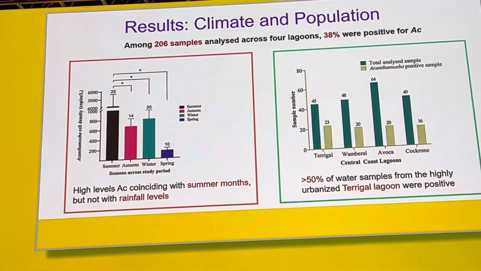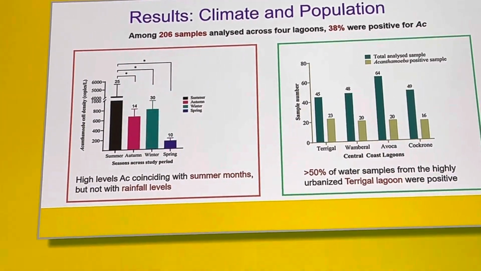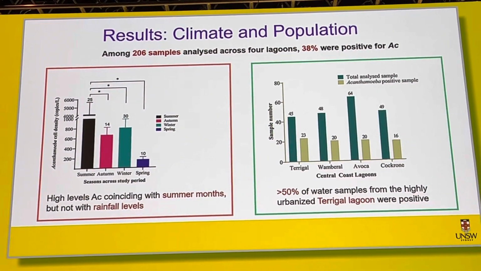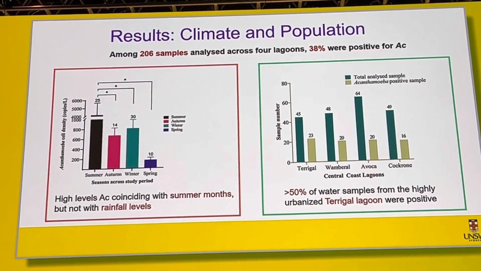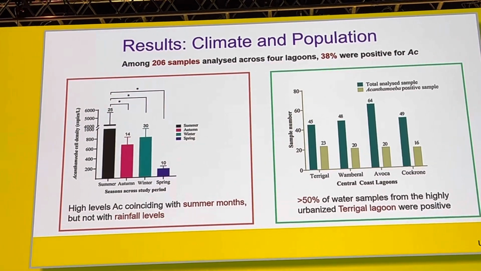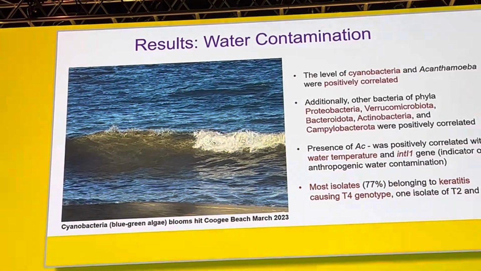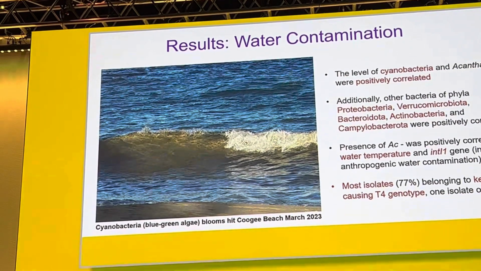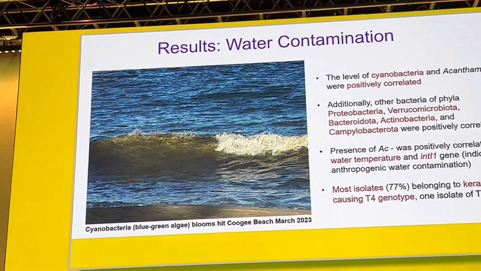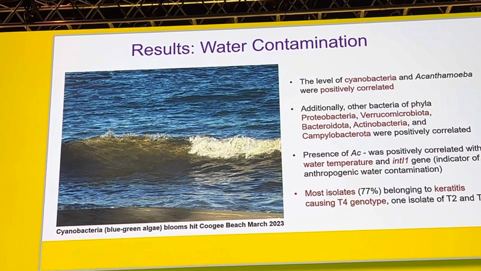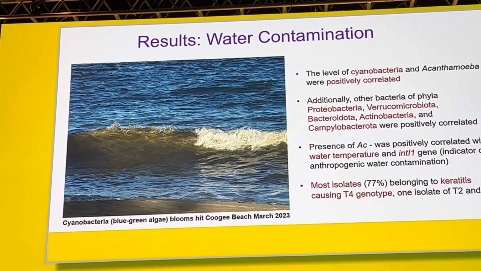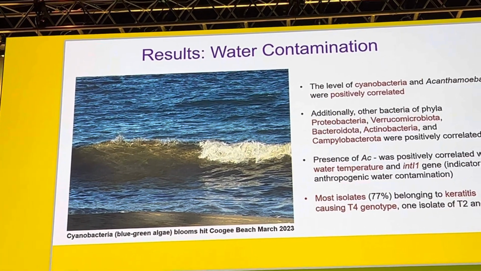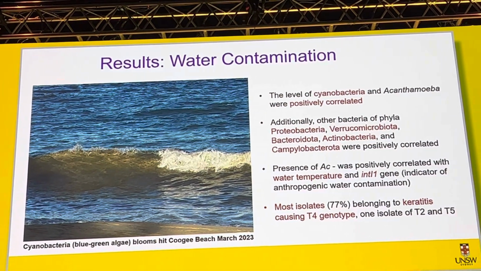With the 4 lagoons, one, Terrigal, is more highly urbanised than the rest, and we found an increase in Acanthamoeba isolation at the Terrigal site. We're getting more incidences of these blue-green algae blooms in Australia, probably related to climate change, and they were positively correlated with the incidence of Acanthamoeba, as were a number of other bacteria.